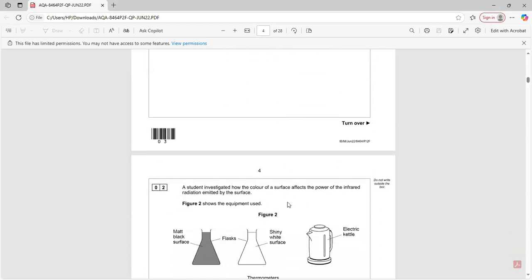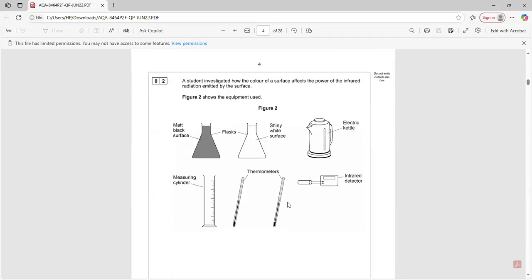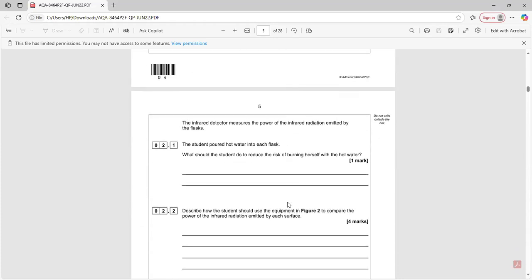Okay, good. A student investigated how the color of a surface affects the power of the infrared radiation emitted by the surface. Shiny white surface, matte black surface, electric kettle, measuring cylinder, thermometers, and infrared detector. This one is asking questions about the experiment. Of course, these ones are questions you can answer.